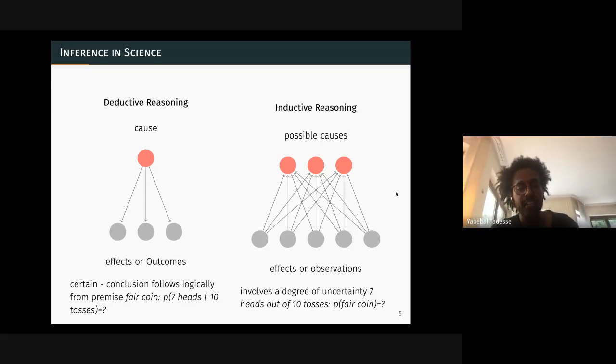In inductive reasoning, you actually only get the data. So that means 7 heads out of 10 tosses. There were 10 coin throws, and you got 7 heads. Now you want to answer the question: is the coin fair? That's inductive reasoning, because you don't know if the coin is fair or not. You start with something you don't know. The cause for the data is unknown, and you want to know what possible causes there are.